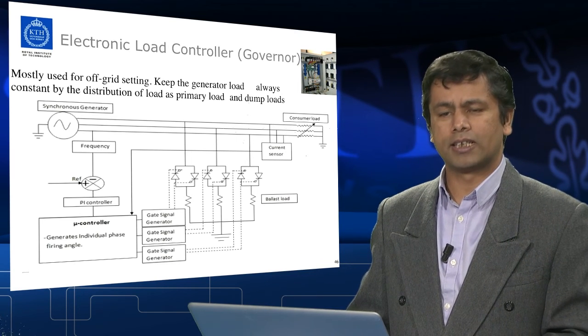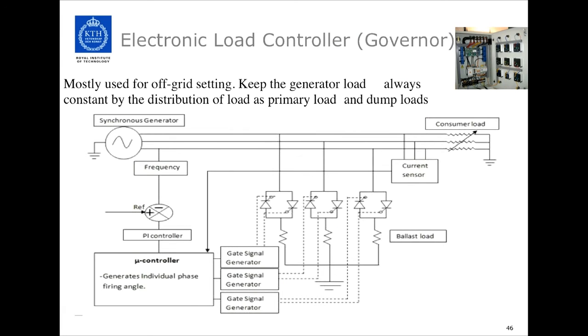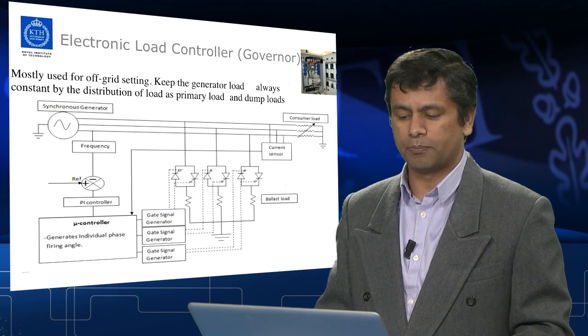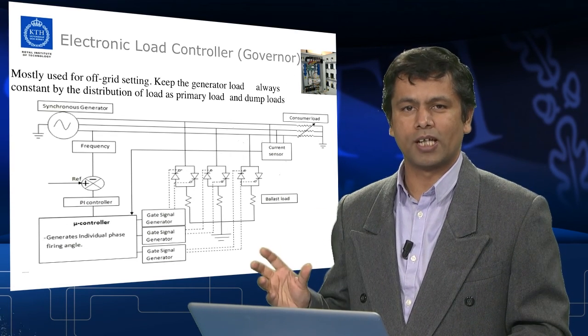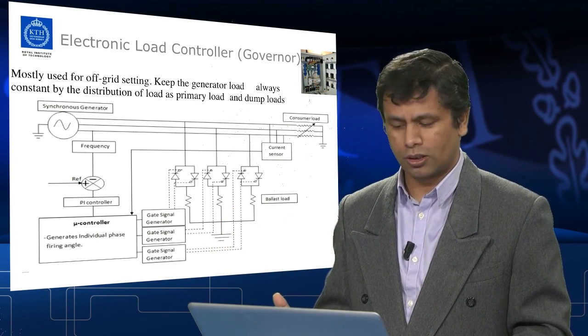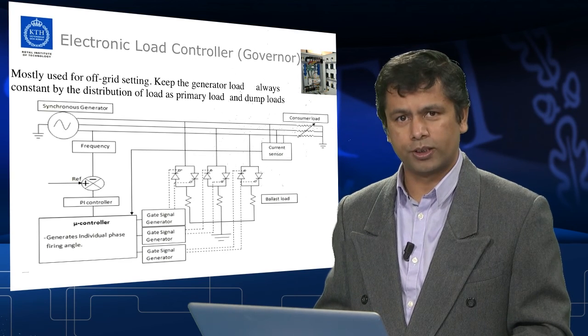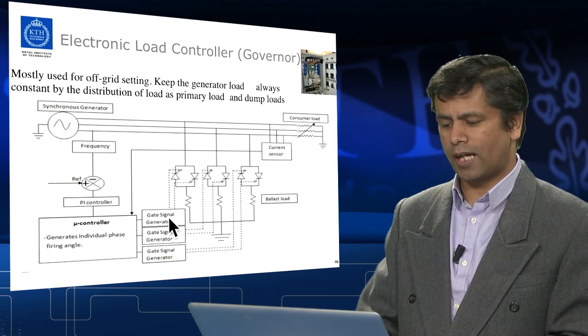Another type of governor, as I said, is the electronic load governor, also known as electronic load controller, and mostly these are used for small power plants and in off-grid settings. This keeps the generator load always constant by distributing the load as a primary load to the consumer load, and also if the load is not utilized in the village or by the consumer, then the load is diverted to the dump loads, which are also known as secondary loads. And this is how it looks in the system.